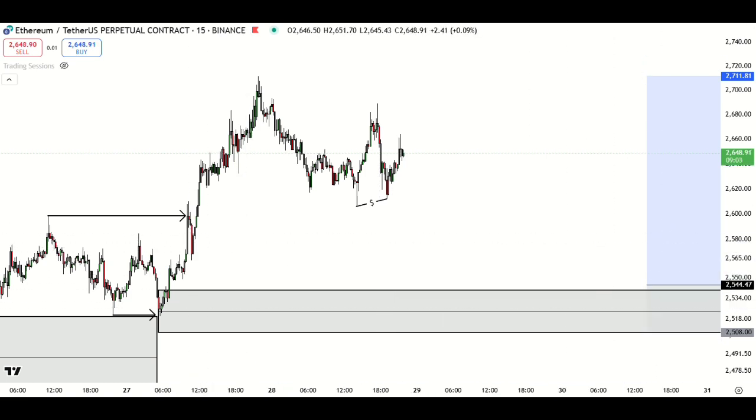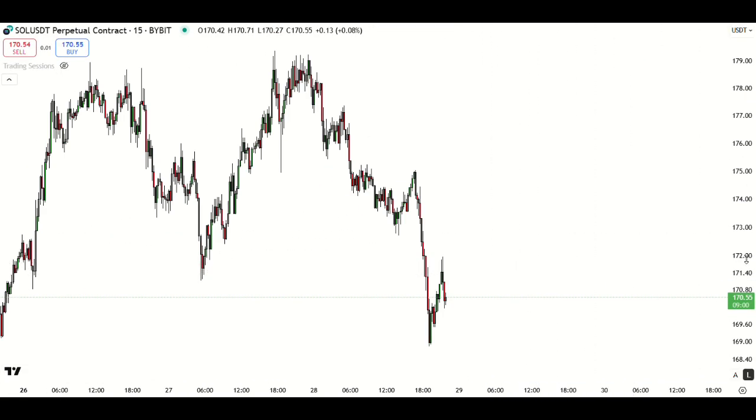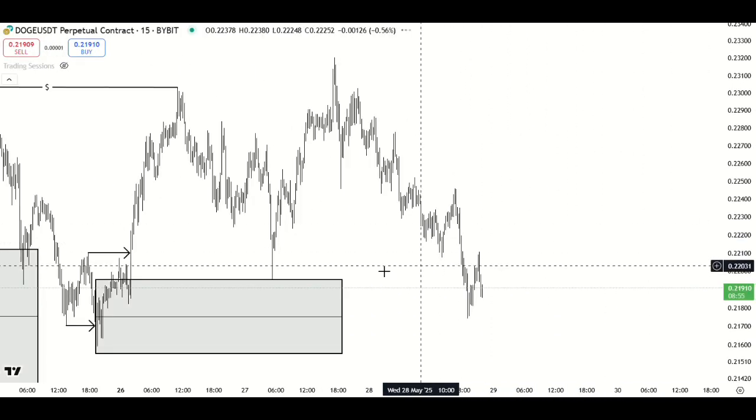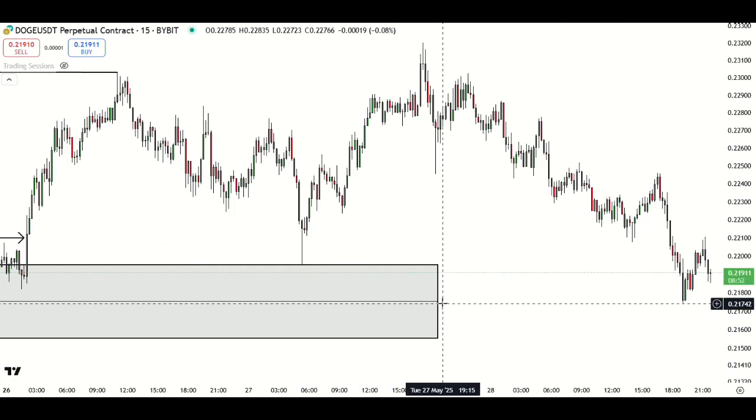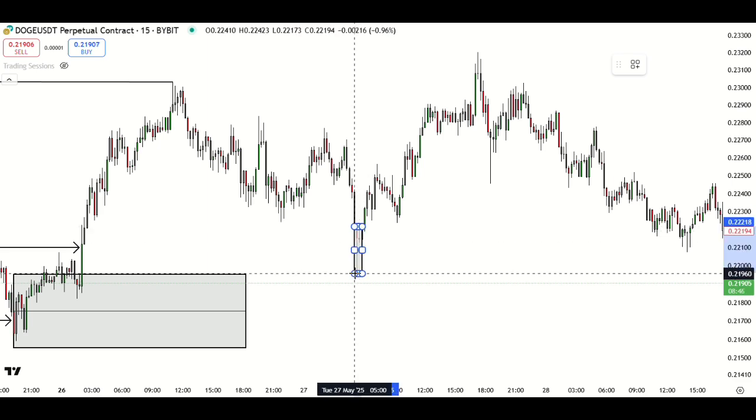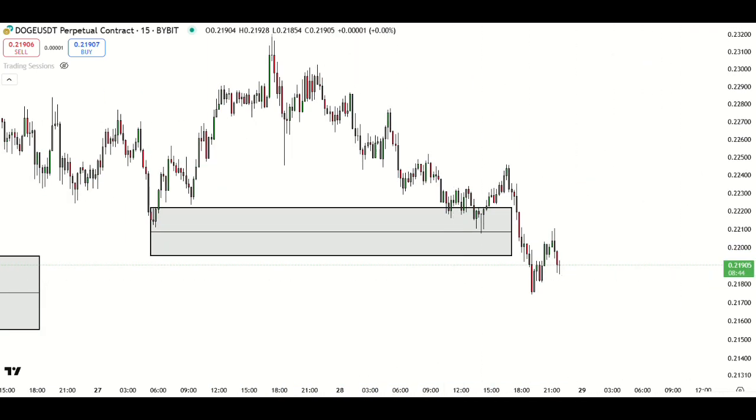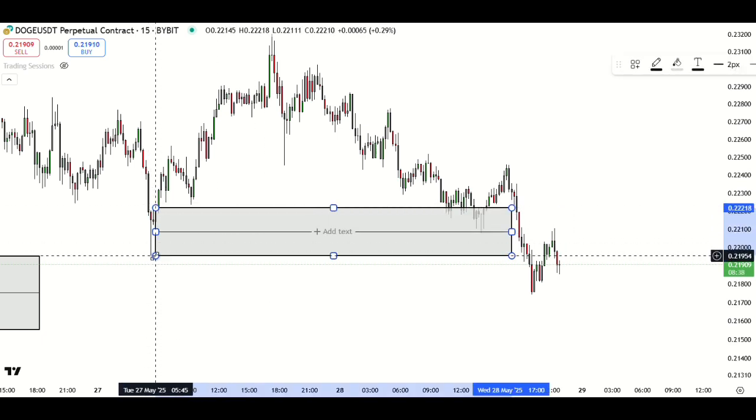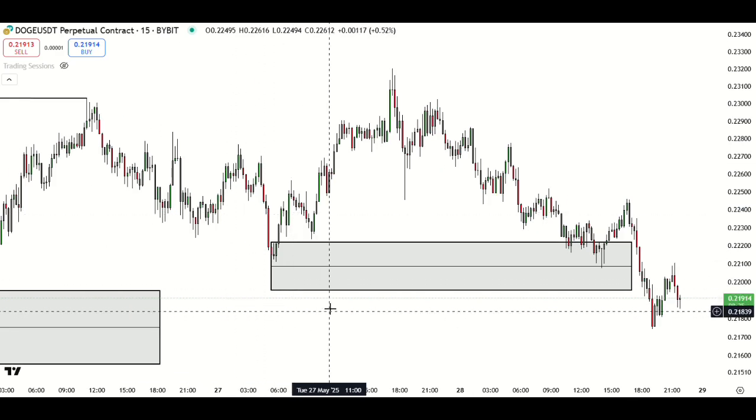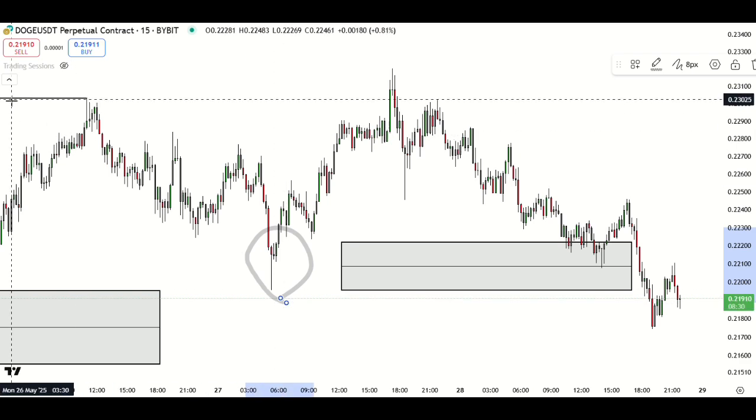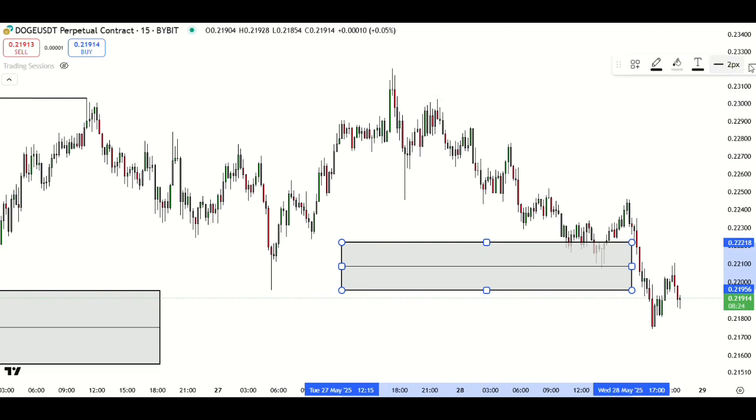Obviously, if your zone is itself a wick, then you will definitely get stopped out. Let's say for example over here you have this demand zone. Let's just mark that up. You can see that this demand zone did not work out, and that is because this over here was a wick. That is why we always want the wicks to be above our zones.